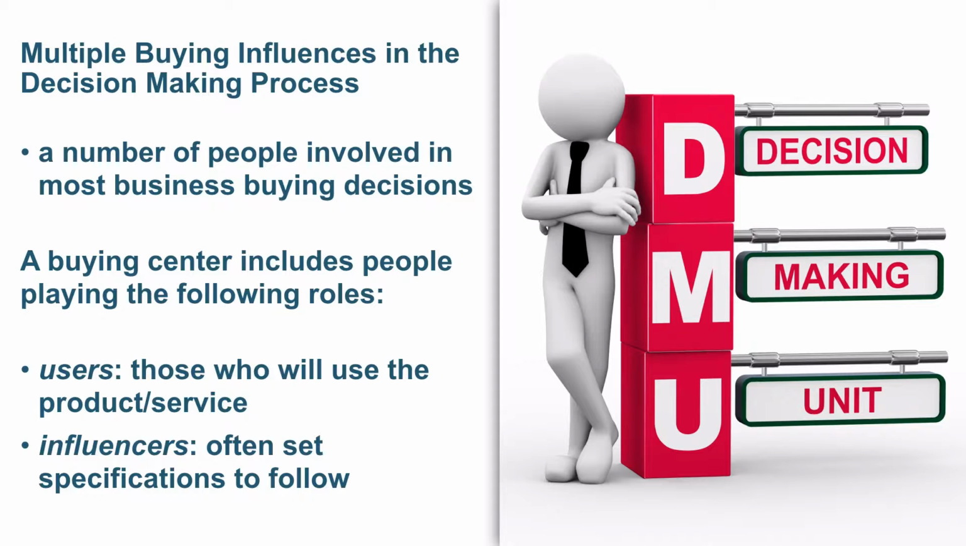Obviously, the users will be those that will use the product. So if we go back to the computer example with the students and the university, the users will be the students, obviously. However, nobody asks the students what they want. The influencers will be those that will decide on the specifications. So for example, what will be the size of the screen, the memory, maybe the price, maybe the weight, and whether it's going to be maybe a desktop or a laptop.